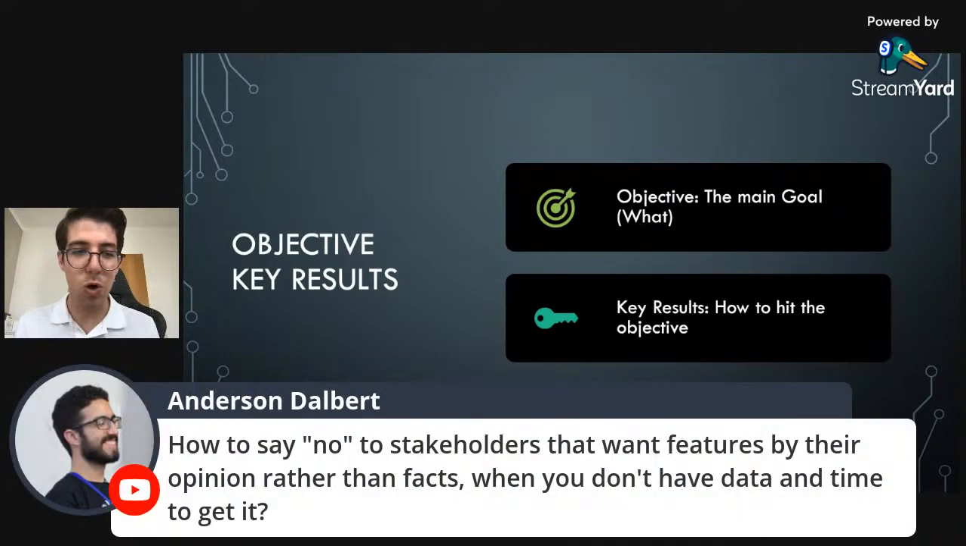How to say no to stakeholders that want features by their opinion rather than facts when you don't have data and time to get it. Well, first you should start with the goal. Is it connected to the goal you were pursuing? If it is not connected to the goal, it's already a no. You can ask the question, how does that help us achieve our goal? If the stakeholder says it doesn't, then it's not a priority.